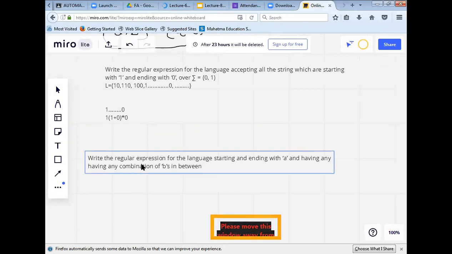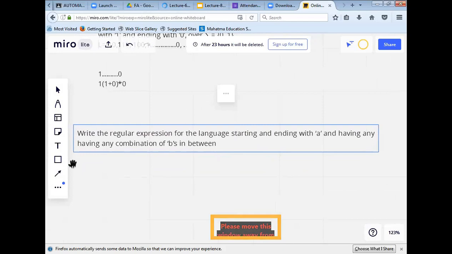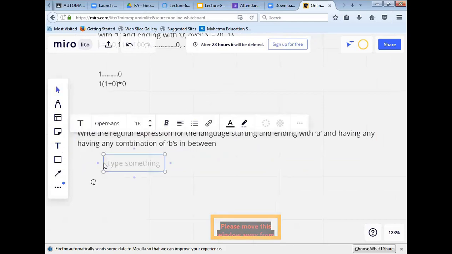Very simple. What is it? Yes, just read it again. Starting with A and ending with A, right? It is starting with A and ending with A. And then we have, yes. Now you are right. Yes, Chandini is right. So any combination of B.